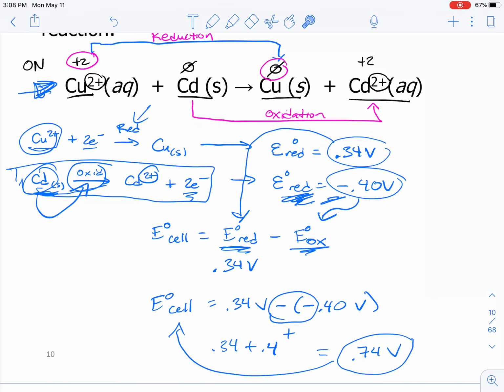And so you want to be able to identify which half reaction is going to undergo oxidation so that way you guys can properly place the value in the correct location. If you switch it up, you guys will get a wrong answer. Okay.